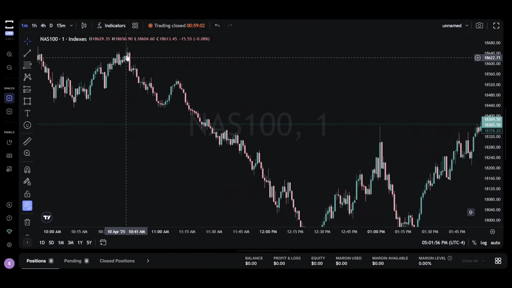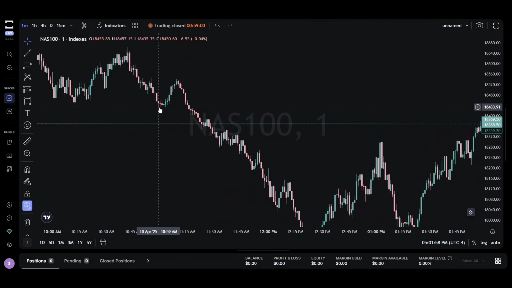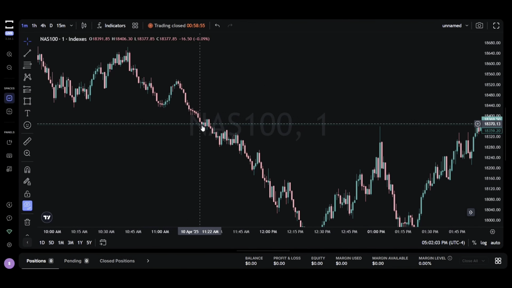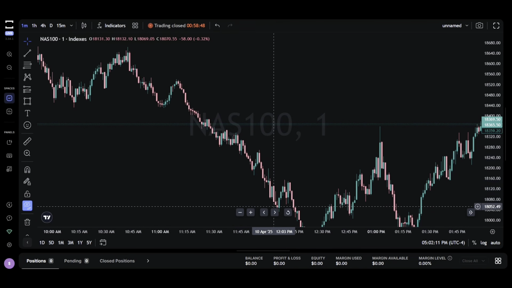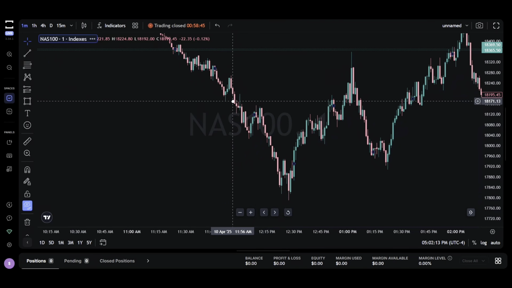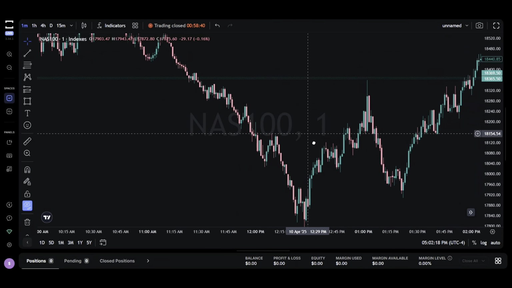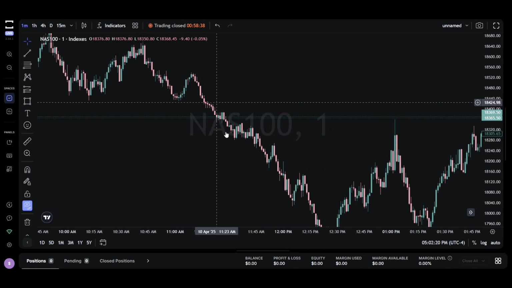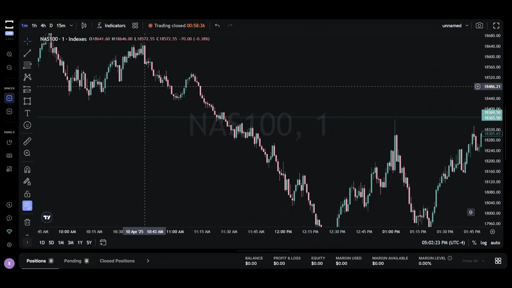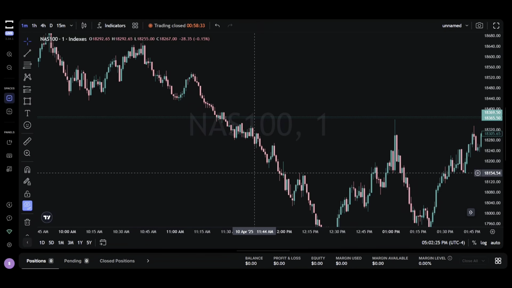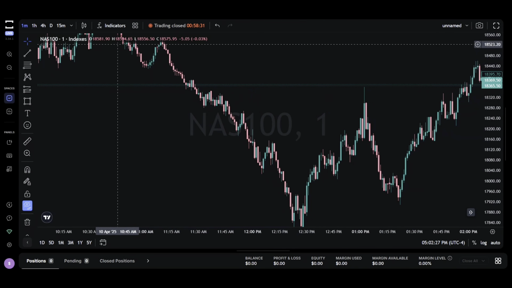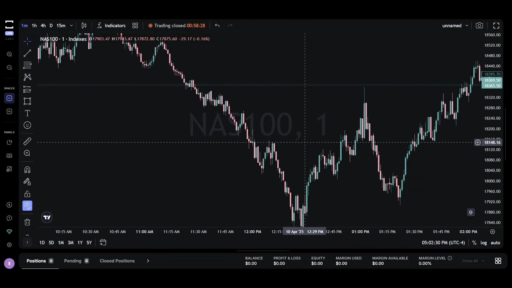So here we have a high and a low. Then we have a lower high, and then we have a lower low. Then we have another lower high and another lower low. Another lower high, and then another lower low. So the market is moving down like so, which is called a downtrend. And the market is considered bearish when it's doing this.